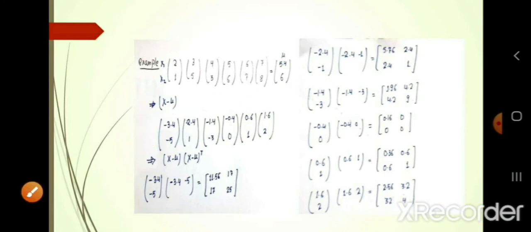So this will be calculated by 2 minus 5.4, which comes out to be minus 3.4. Then 1 minus 6 is minus 5. Similarly for the second data point, 3 minus 5.4 will be minus 2.4, and 5 minus 6 will be minus 1. Similarly we'll calculate for all the data. So x minus mu we will calculate, and this is the total matrix.